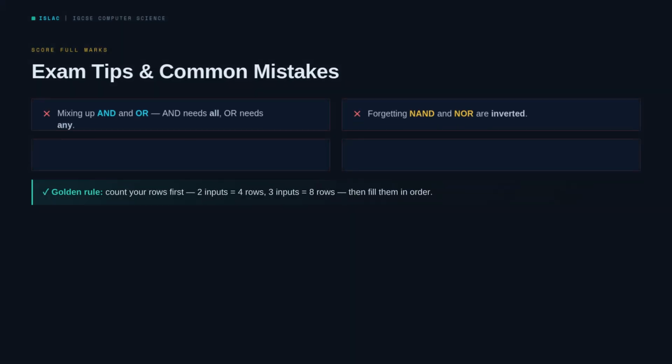Exam tips. Don't confuse AND or OR. AND needs all inputs true, OR needs just one. Remember NAND and NOR are inverted. Draw the correct symbol shapes with bubbles. And complete every truth table row. That's where easy marks are lost.